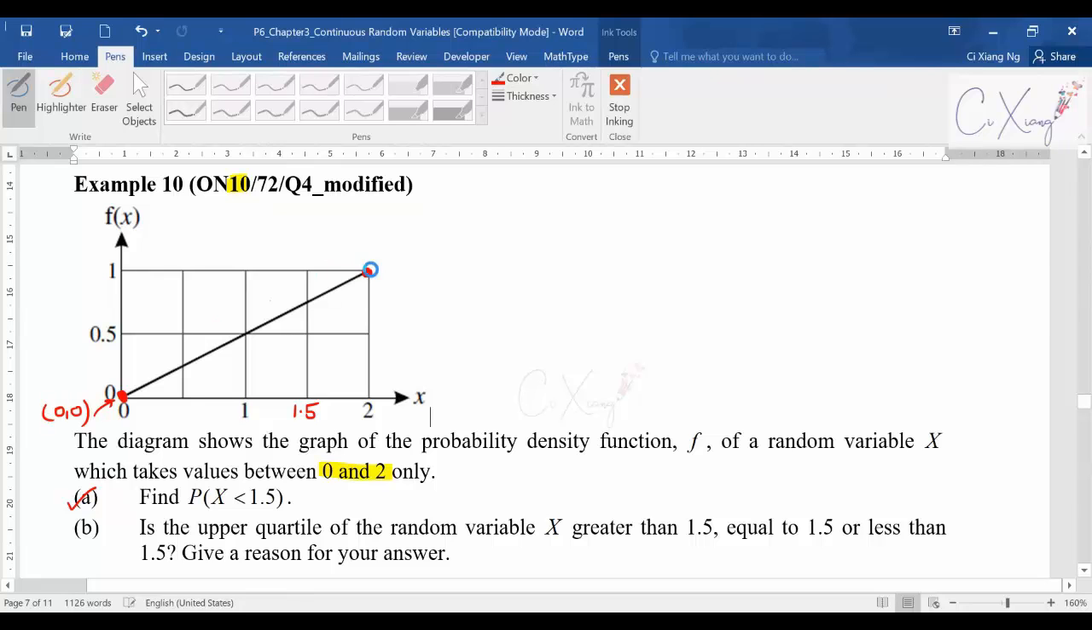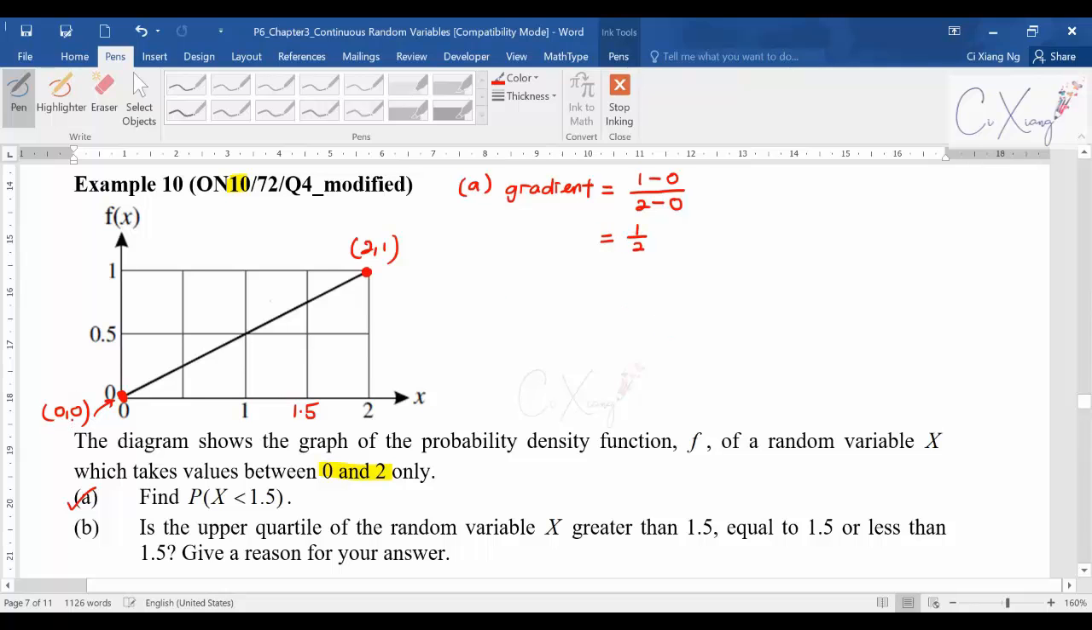And then if you look at this one, when you label it out, it should be 2, 1. The coordinate is 2, 1. Okay, so let's say you want to form the equation, then you can find the gradient first. So what is the gradient for this straight line? You can take y1 minus y2 divided by x1 minus x2. So you'll see that the gradient is half.